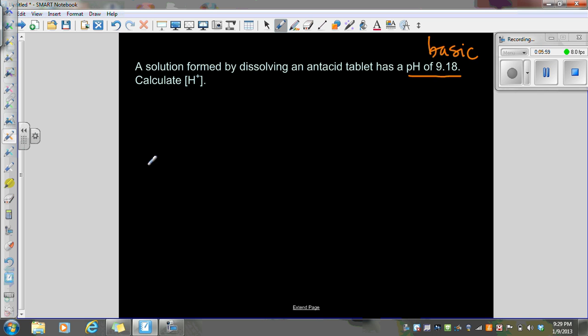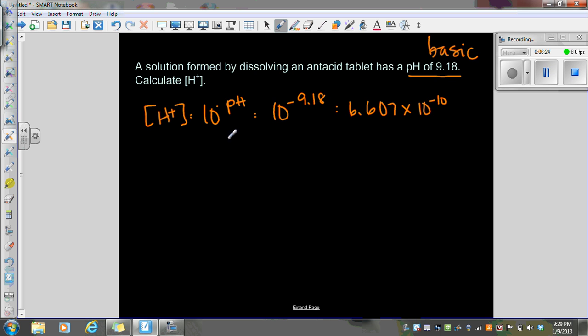It wants us to calculate the hydrogen ion concentration. So to do that, I want to use my 10 to the negative pH equation. So 10 to the negative 9.18. So second log to the negative 9.18. And I get 6.607 times 10 to the negative 10th. Need to check sig figs. I have 2 numbers after the decimal, so that tells us 2 sig figs. So our answer will be 6.6 times 10 to the negative 10th molar.